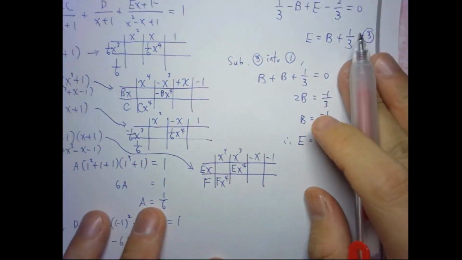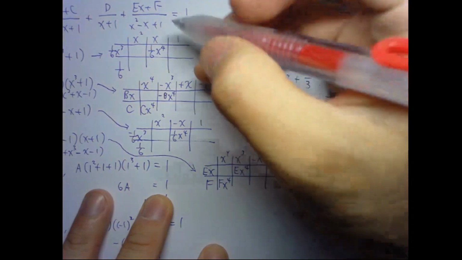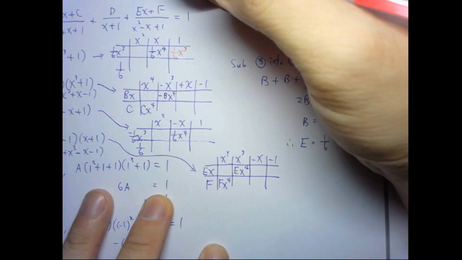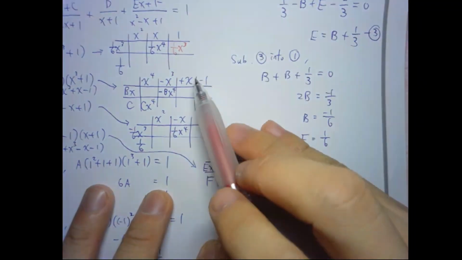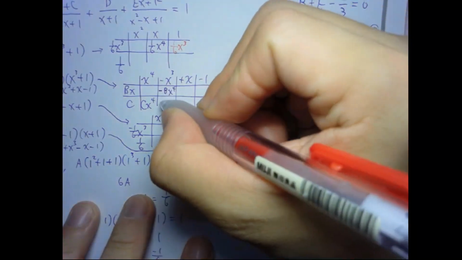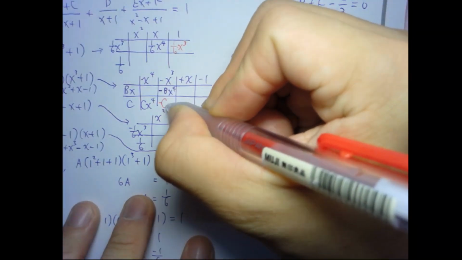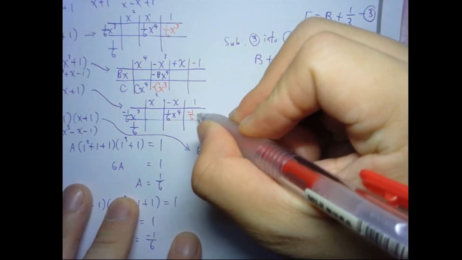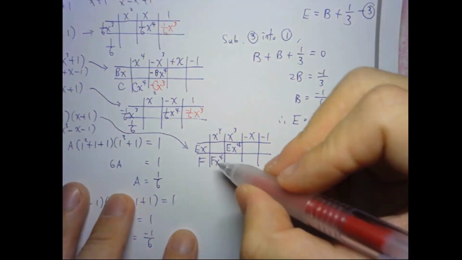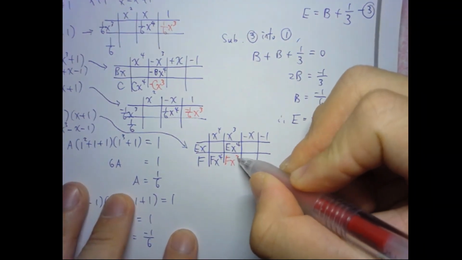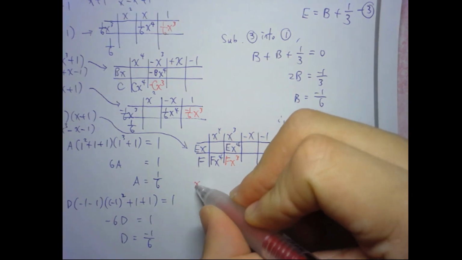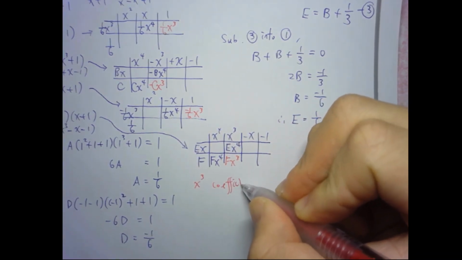So we need to compare the x cubed coefficients. Here is 1 over 6 x cubed, and then here none. The second table has negative c x cubed, the third table has negative 1 over 6 x cubed, and the last table has f x cubed. So we can gather the information, and then I write the x cubed coefficient here.